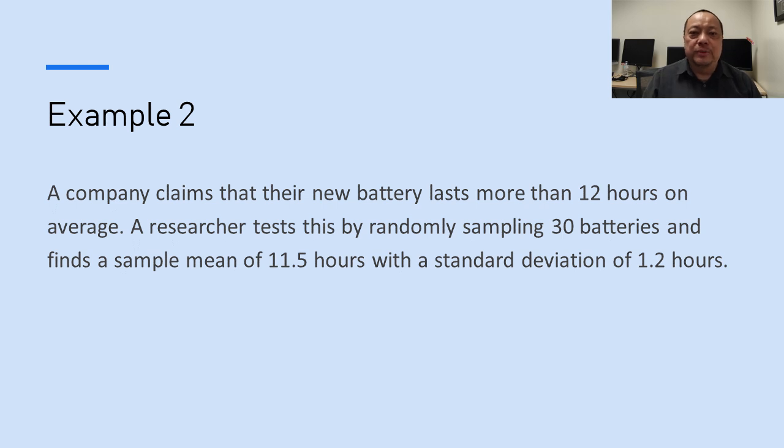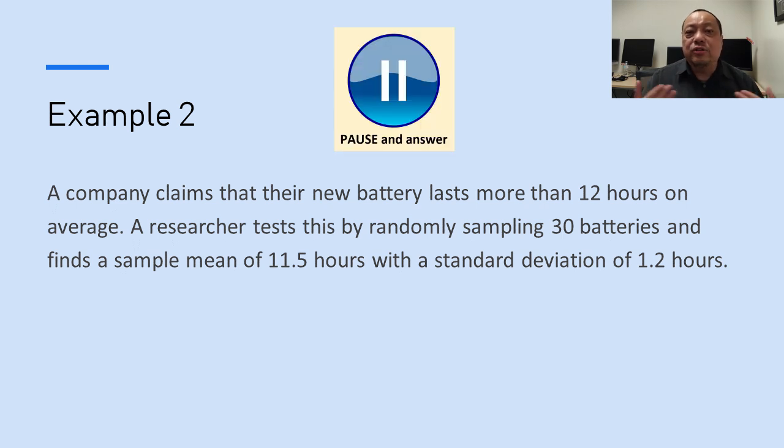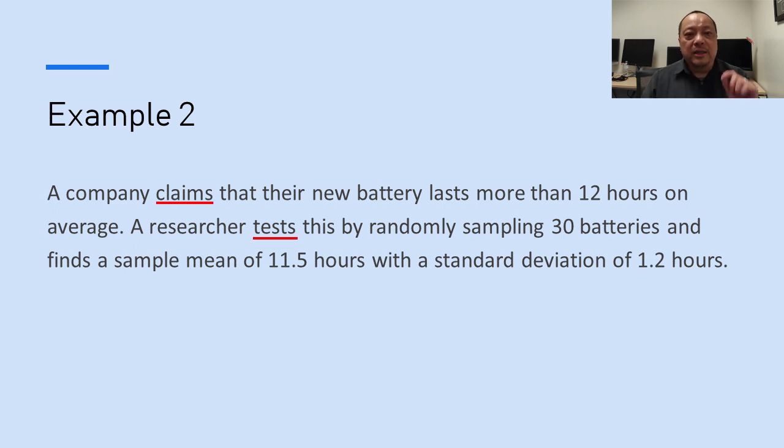Moving on to example 2. A company claims that their new battery lasts more than 12 hours on average. A researcher tests this by randomly sampling 30 batteries and finds a sample mean of 11.5 hours with a standard deviation of 1.2 hours. Is this CI or HT, confidence interval or hypothesis testing? Pause and answer first before moving on. These two keywords here tell us it's hypothesis testing. Someone claims something, and a researcher tests that claim.